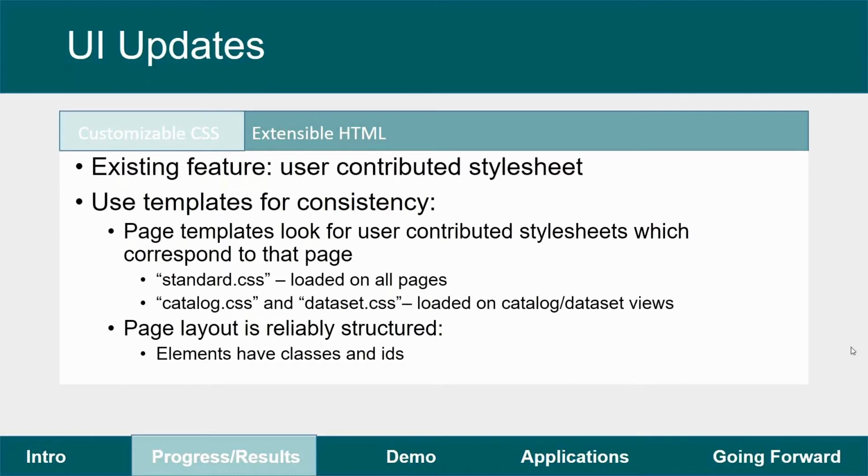Right, so like I said at the beginning, the UI updates had two big parts to it. One was making the CSS customizable, and that was a feature that already existed. Users could already add their own style sheet to it, but it was difficult to use because with that string builder, everything was kind of unpredictable how the page was going to show up, and a lot of the style was just included as tags in the elements. So we've now made it with a template so it's reliably structured. Everything has classes and IDs, so it's a lot easier to figure out how your style is going to be rendered. And every page pulls in corresponding style sheets. So if you add a standard style sheet, that'll show up on every page, or you can have page-specific sheets like a catalog.css for just the catalog page, dataset.css for just dataset views.